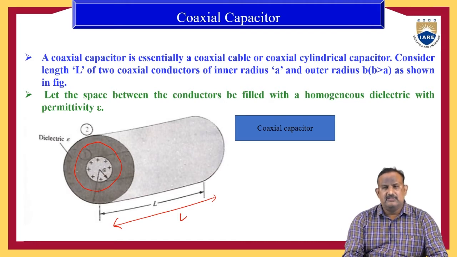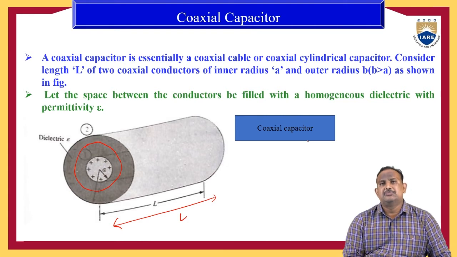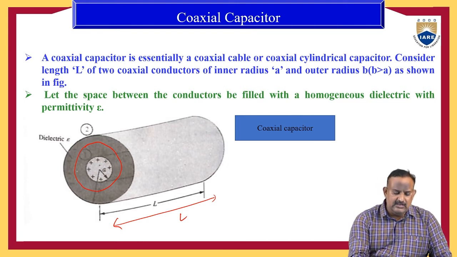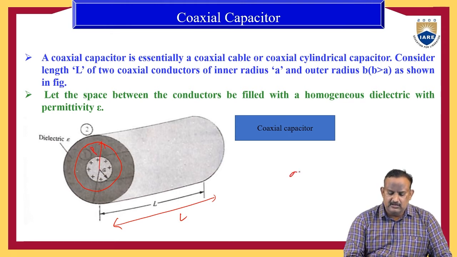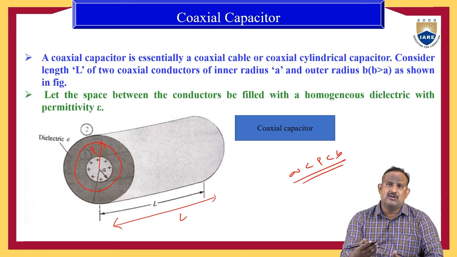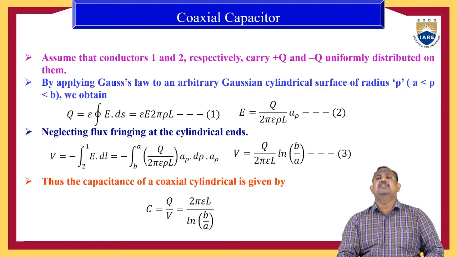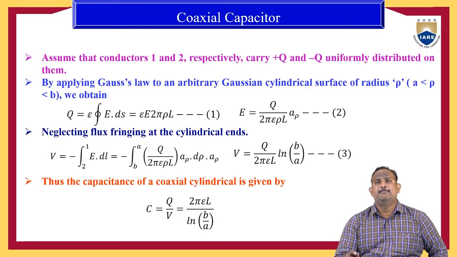To apply Gauss law, we need to construct a Gaussian surface. First, we need to check whether there is a uniform charge distribution. When the charge distribution is uniform, we construct a Gaussian surface whose radius is rho, where a is less than rho less than b. So the radius of the Gaussian surface lies between the inner conductor and the outer conductor. Therefore the limits of the Gaussian surface are a less than rho less than b.